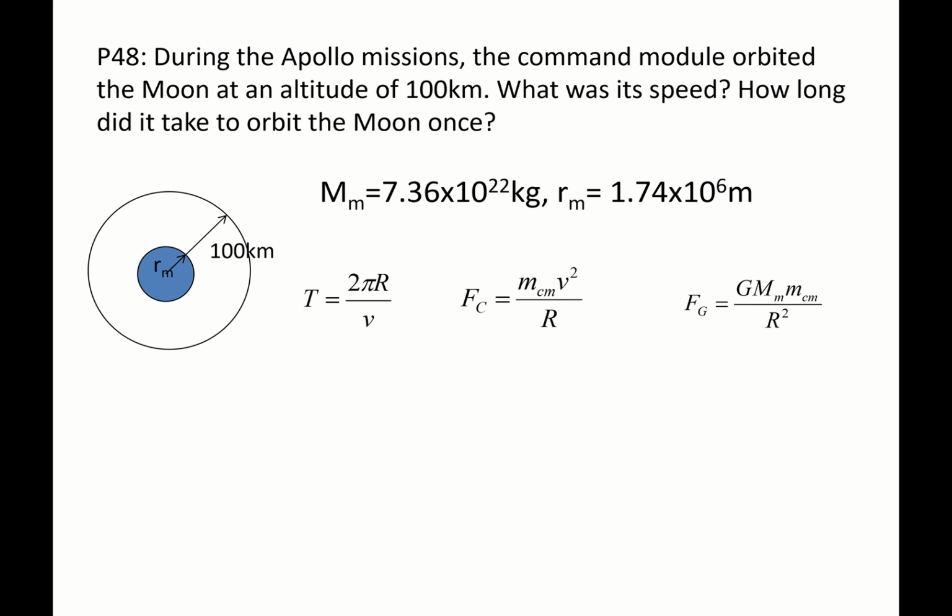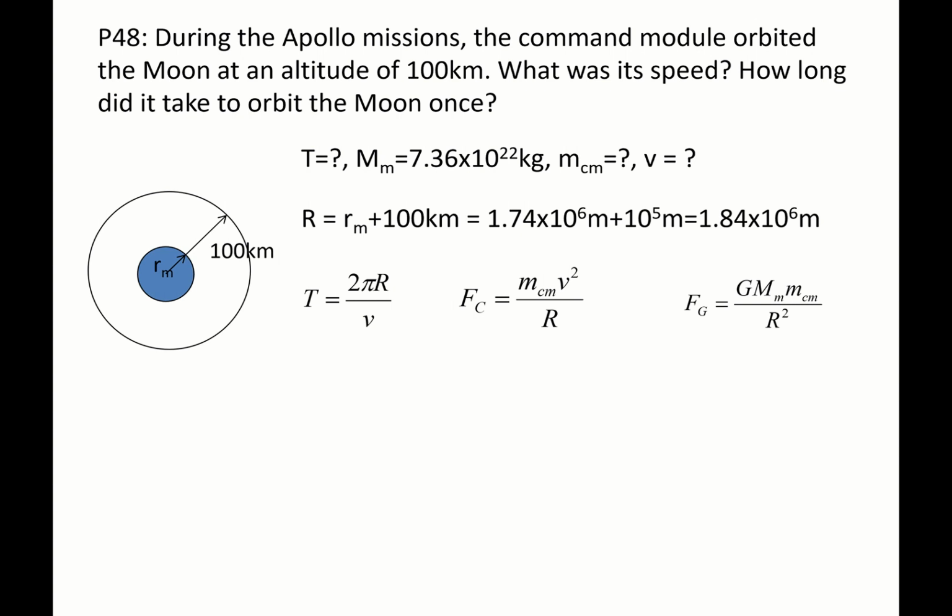So in order to solve this, we have to know what r is. r in this case is going to be the distance from the satellite, the command module, to the center of the moon. So that total distance there is going to be r. So how do we get r? Well, r is going to be the radius of the moon plus the altitude above the moon. So it's going to be rm, which is 1.74 times 10 to the 6 meters, plus 100 kilometers. 100 kilometers is 10 to the 5 meters. I have to put the same units. So the radius is 1.84 times 10 to the 6 meters.